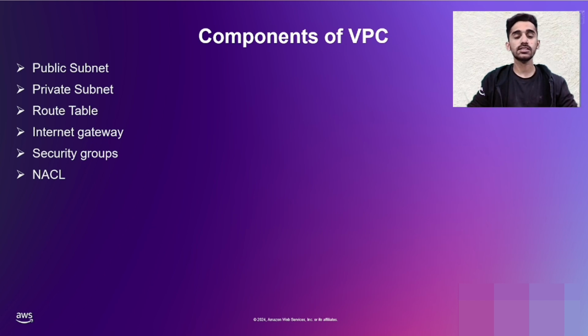And the next component is security group. Security group is basically a virtual firewall, and it operates at EC2 instance level, and it is stateful, meaning if any inbound traffic is allowed, the outbound traffic would be allowed automatically. The next component is NACL, Network Access Control List, and it operates at subnet level, and it is stateless, meaning if any traffic is allowed inbound, you must allow the outbound traffic explicitly.